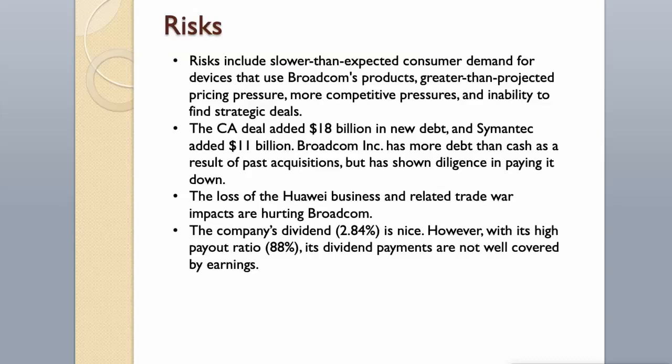Risks. Risks include slower than expected consumer demand for devices that use Broadcom's products, greater than projected pricing pressure, more competitive pressures, and inability to find strategic deals. The CA deal added $18 billion in new debt, and Symantec added $11 billion. Broadcom has more debt than cash as a result of past acquisitions, but has shown diligence in paying it down. The loss of the Huawei business and related trade war impacts are hurting Broadcom. The company's dividend, 2.84%, is nice. However, with its high payout ratio, 88%, its dividend payments are not well covered by earnings.